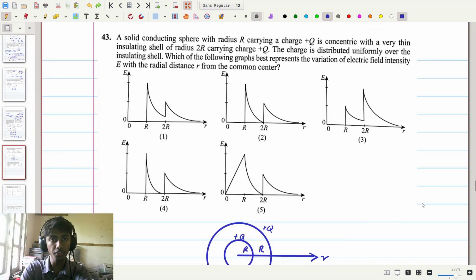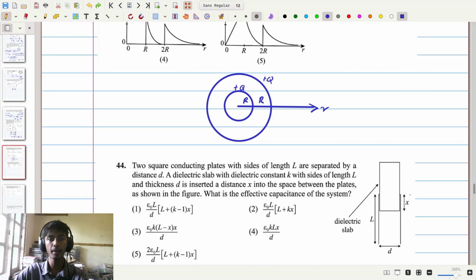Next, if we consider question 43, it says a solid conducting sphere with radius capital R carrying a charge of plus Q is concentric with a very thin insulating shell of radius 2R, which is itself also carrying a charge of plus Q. They then say the charge is distributed uniformly over the surface of the insulating shell, and given this, which of the following graphs best represents the variation of the electric field intensity E with the radial distance r from the common center of the insulating shell and the conducting sphere? So going down, we have a setup that looks like this.